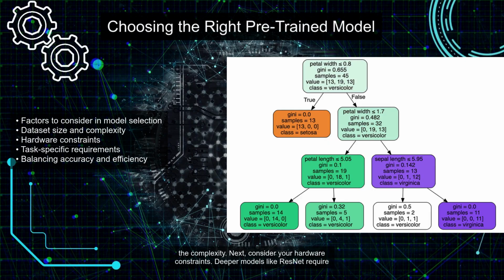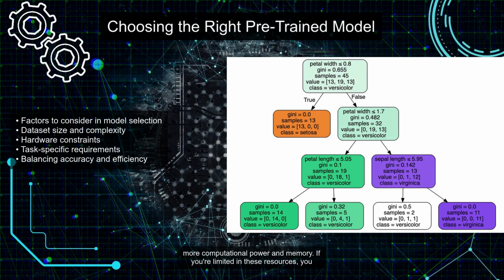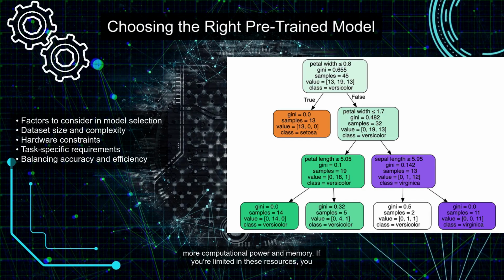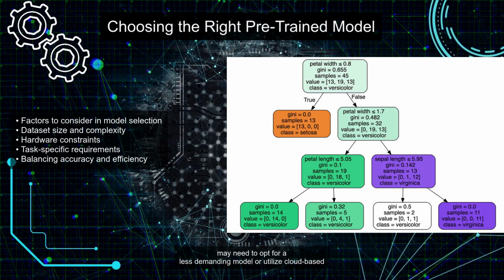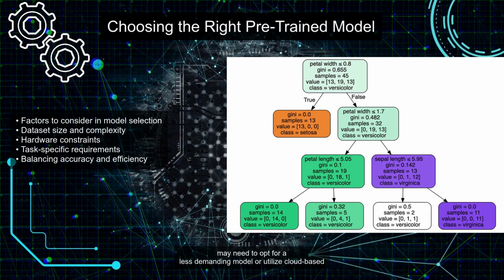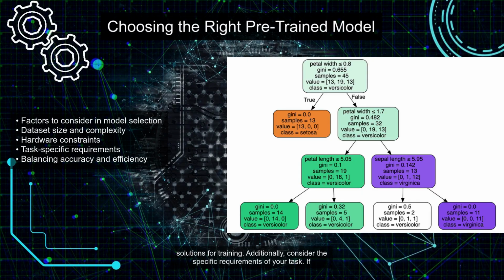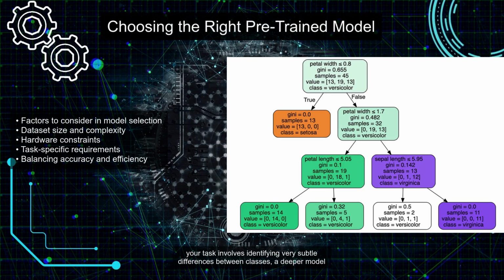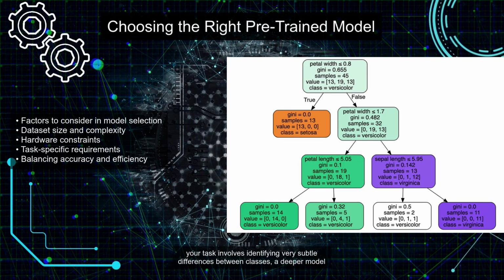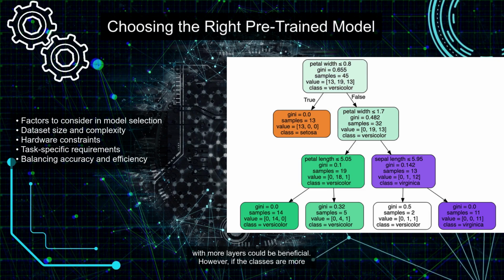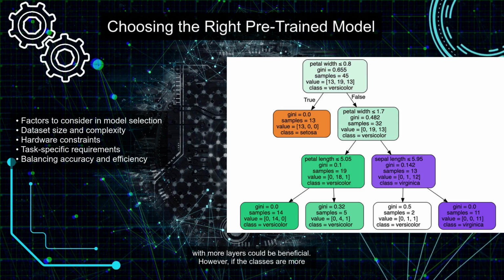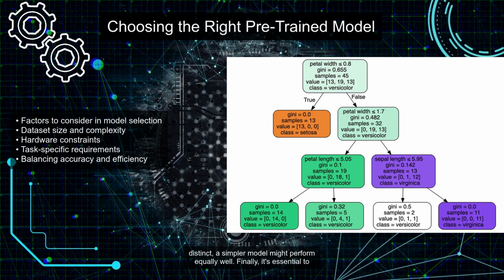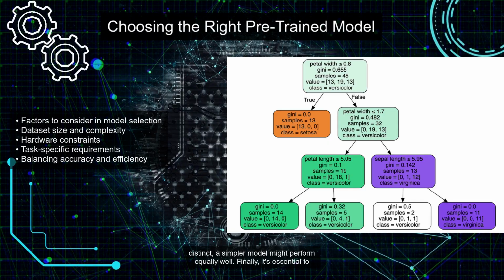Next, consider your hardware constraints. Deeper models like ResNet require more computational power and memory. If you're limited in these resources, you may need to opt for a less demanding model or utilize cloud-based solutions for training. Additionally, consider the specific requirements of your task. If your task involves identifying very subtle differences between classes, a deeper model with more layers could be beneficial. However, if the classes are more distinct, a simpler model might perform equally well.